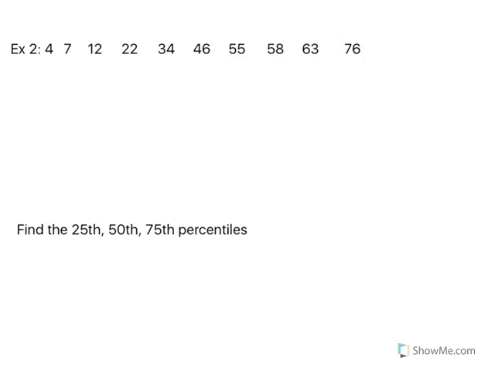Let's do another example. So I have 4, 7, 12, 22, 34, 46, 55, 58, 63, 75. We got to start with the midpoint, right? You start with the median. So smallest, biggest. You work your way in. Got to find that midpoint. Now you will see that I have 2 numbers here.